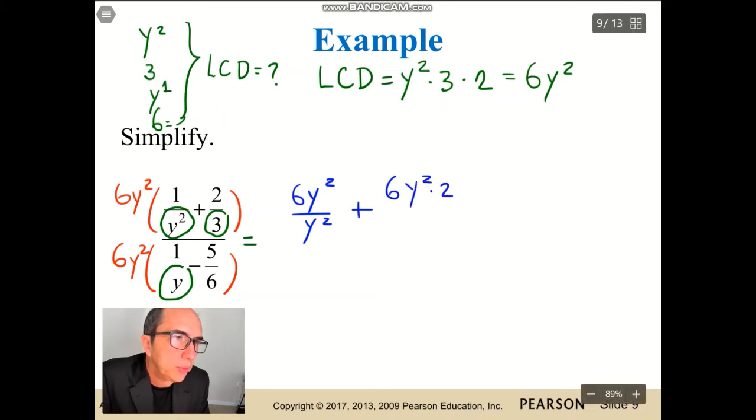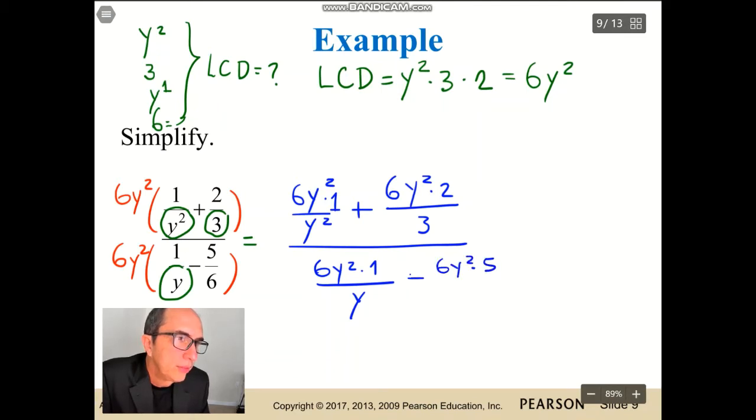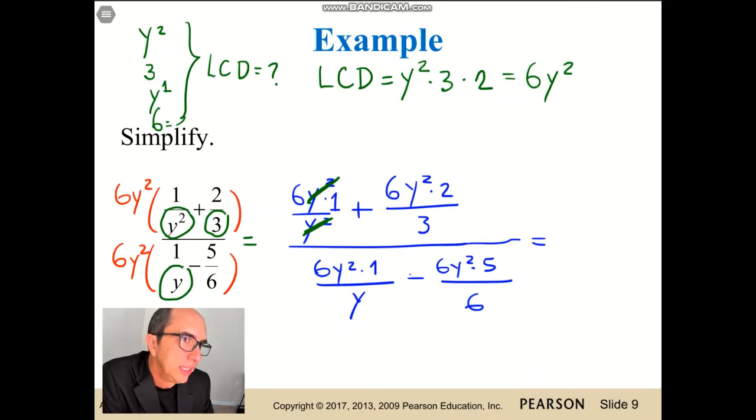6y squared times 2 over 3 over 6y squared times 1 over y. Here is times 1, right? And minus 6y squared times 5 over 6. Now let's simplify. Y squared here, we can simplify with this y squared. 6, we can simplify with 3, and then the remainder is 2.